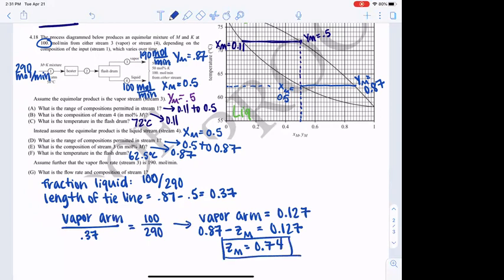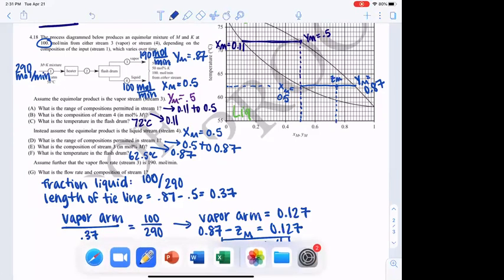And we should always do a quick check that that number makes sense. So 0.74, the number that we solved for, better be between 0.5 and 0.87, which was the length of our tie line, and in fact it is. So that's a good sign. So if we want to just tie things up, we can find 0.74 on here, go up, and this is Zm. Okay, so that is everything with this problem.